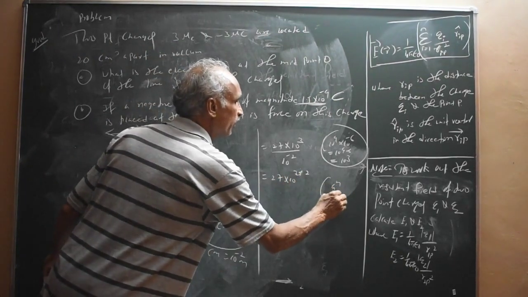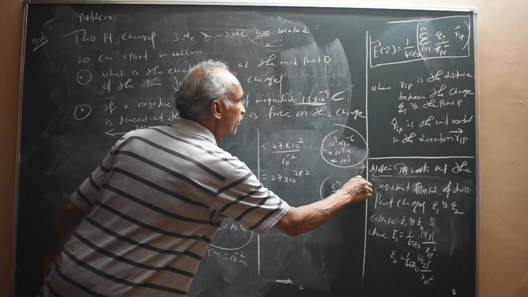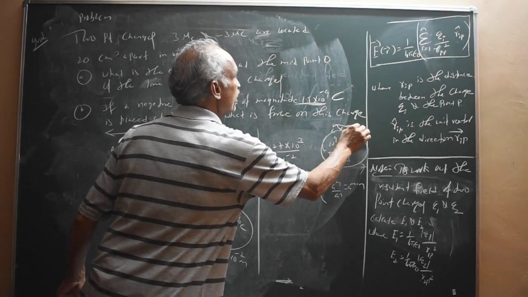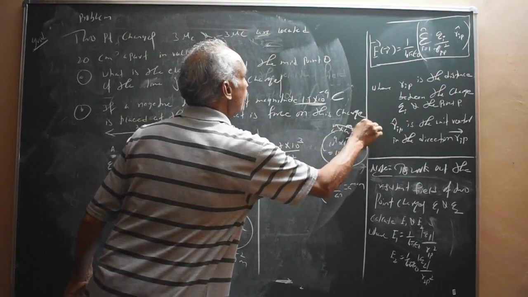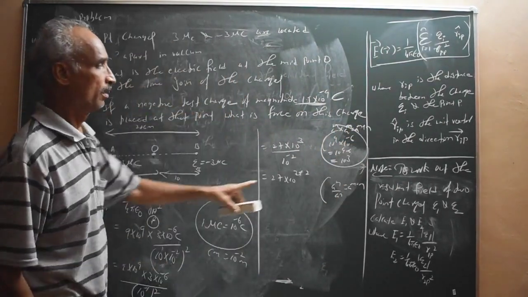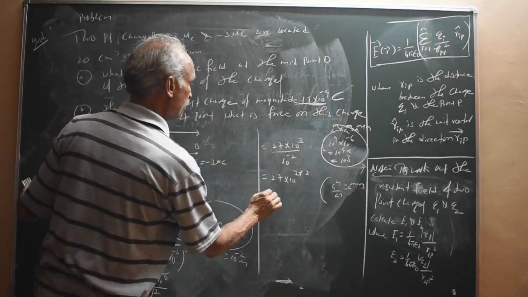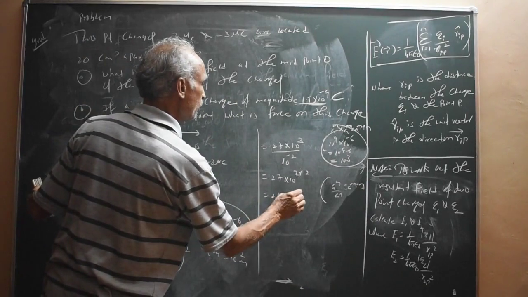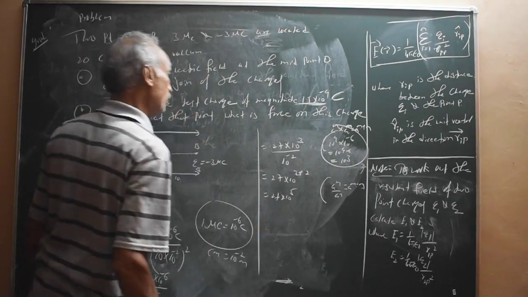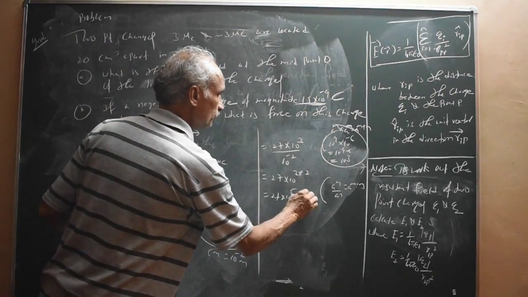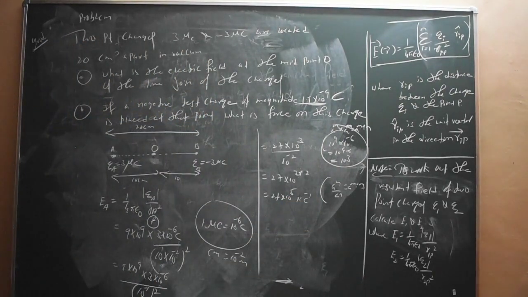A raised to m upon a raised to n is a raised to m minus n. It is just because a raised to m into a raised to n is a raised to m plus n. Minus 2 goes to the numerator. Minus of minus 2 plus 2. Therefore, it is 27 into 10 raised to 5. What is the unit of field? Newtons per coulomb.